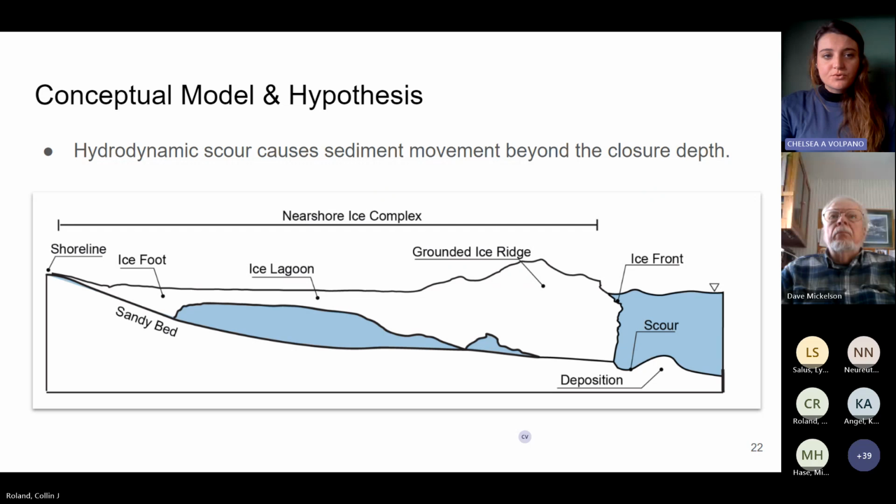Our conceptual model here is that hydrodynamic scour is a pretty big component. When waves are coming into the shore, they're interacting with the face of the ice that can be grounded into the sediment, and that's causing sediment to be moved in depths beyond what it normally would under the same wave conditions with no ice. There's a concept called the closure depth, which is a depth based on wave conditions over a certain period of time, beyond which you have no sediment movement. We are positing in our study that the interaction with the nearshore ice face can cause sediment movement beyond that closure depth.